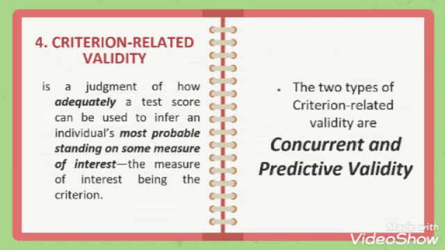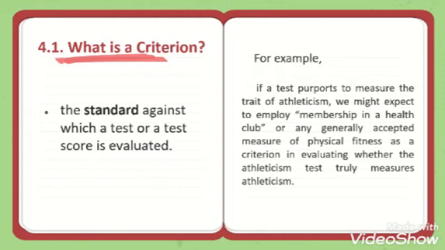concurrent and predictive validity. Now let's first define what a criterion is. A criterion is the standard against which a test or a test score is evaluated, meaning it has its own boundaries or limitations. For example, if a test purports to measure the trait of athleticism, we might expect to employ membership in a health club or any generally accepted measure of physical fitness as a criterion in evaluating whether the athleticism test truly measures athleticism.